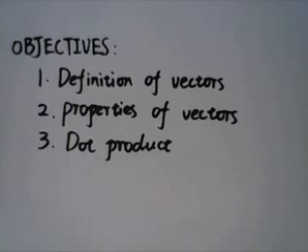In this video, we will have a look at some basic concepts of vectors. First, we will have a look at the definition of vectors, and then we will move on to the properties of vectors. This will include the length, the unit vector, and the algebra rules of vectors. And finally, we will have a look at the dot product.